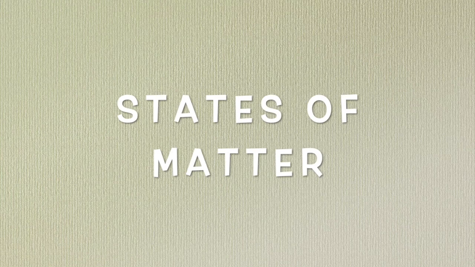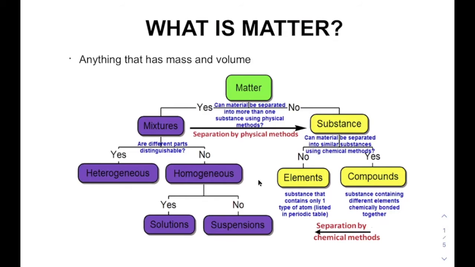Welcome to the video on states of matter. Matter has a mass and a volume. It is a physical substance that takes up space. Matter can be divided into two categories: mixtures and pure substances.